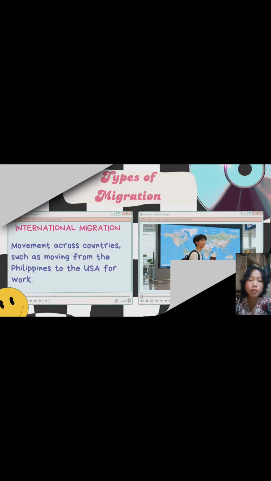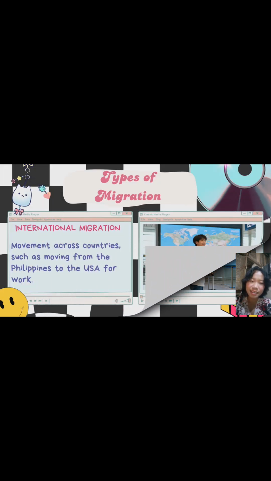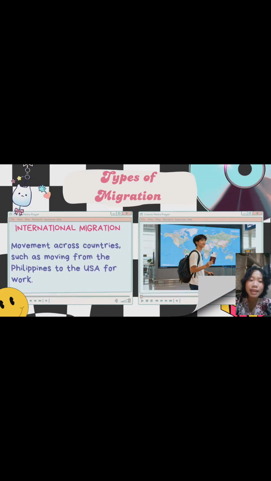The next type of migration is international migration. It is a movement across countries, such as moving, for example, from the Philippines to the USA for work. So that is international migration, meaning movement from country to country.